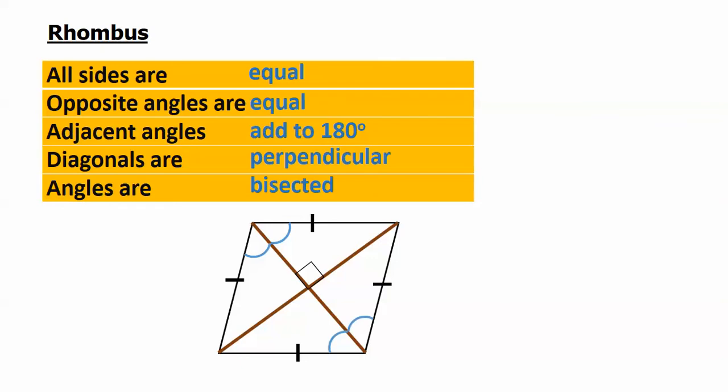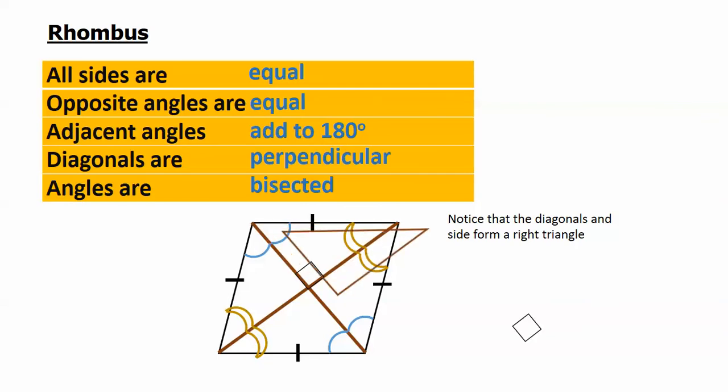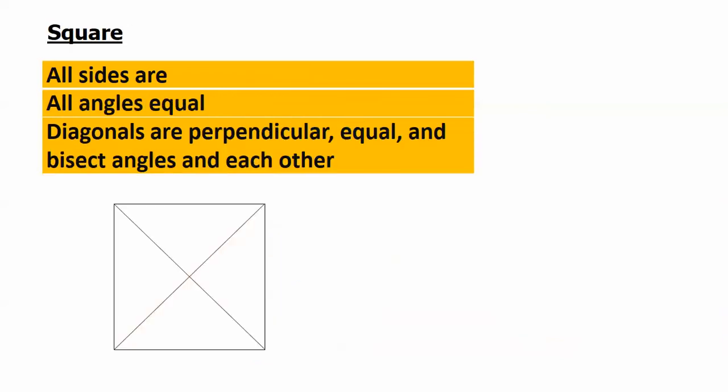Same for the opposite angles because my opposite angles are equal. These two segments would be equal to each other, and these two halves would be equal to each other as well. Notice that these diagonals and the side form a right triangle. Right here is our right triangle. We could use that with our Pythagorean theorem to solve.